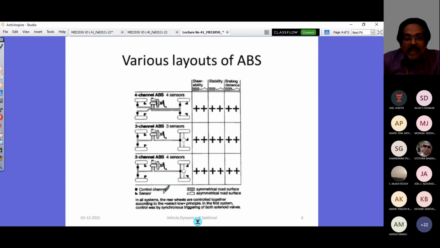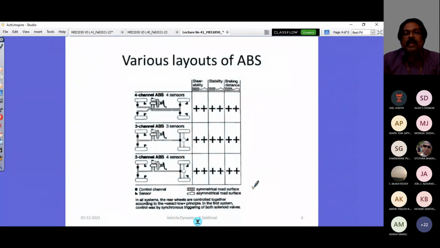You can see here the square one is the control channel, the sensor, and then symmetrical road surface and asymmetrical road surface. From this graph, all these channels can take care of steerability on symmetrical as well as asymmetrical road surfaces, stability on both types of road surface, and braking distance also on both surfaces. So these are some various layouts of ABS. You can read this again from the Wong textbook. You have nice literature and it is nicely explained. This reference is from Theory of Ground Vehicles by Wong.